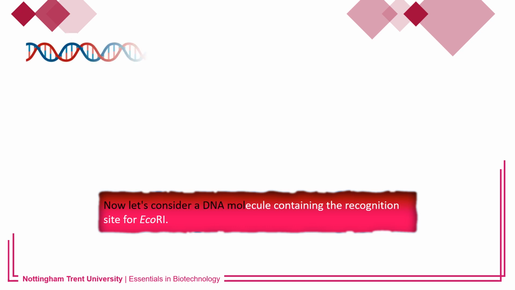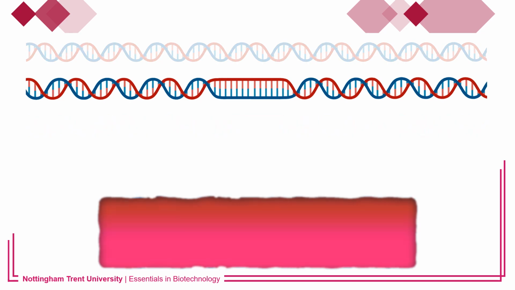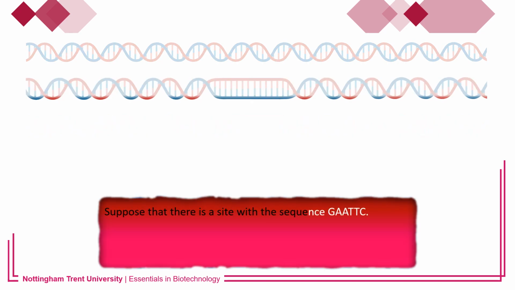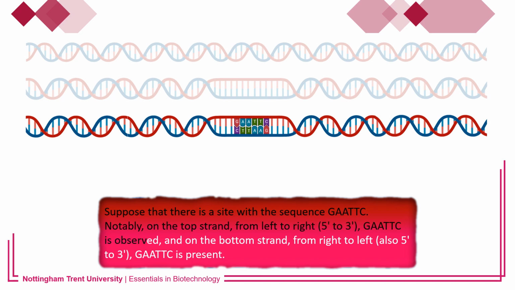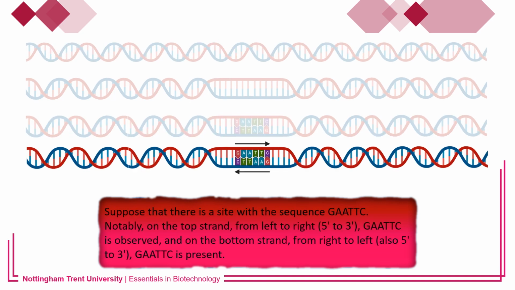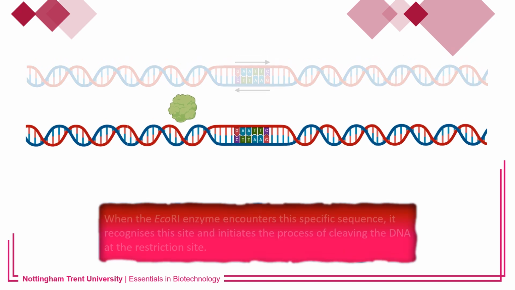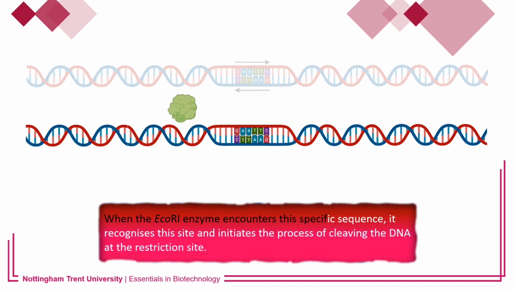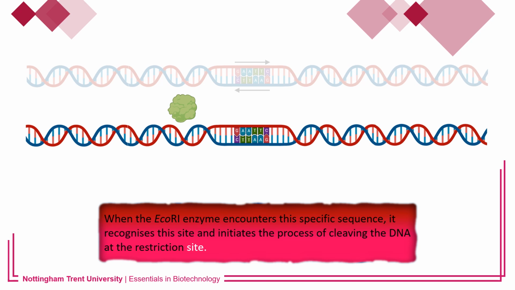Now let's consider a DNA molecule containing the recognition site for EcoR1. Suppose that there is a site with the sequence GAATTC. Notably, on the top strand, from left to right, 5' to 3', GAATTC is observed, and on the bottom strand, from right to left, also 5' to 3', GAATTC is present. When the EcoR1 enzyme encounters this specific sequence, it recognizes this site and initiates the process of cleaving the DNA at the restriction site.